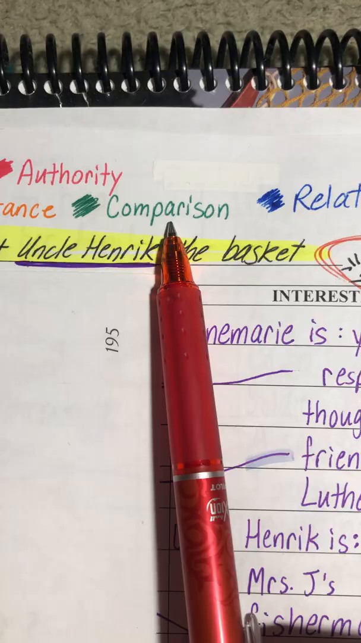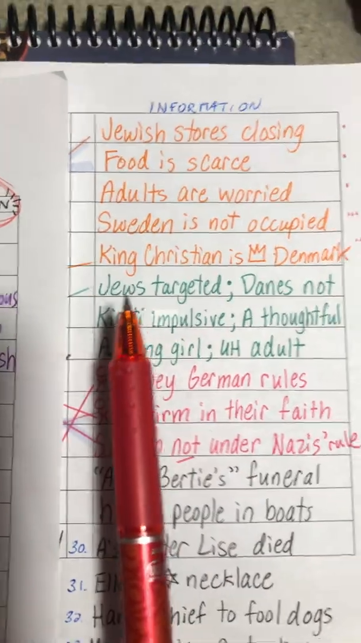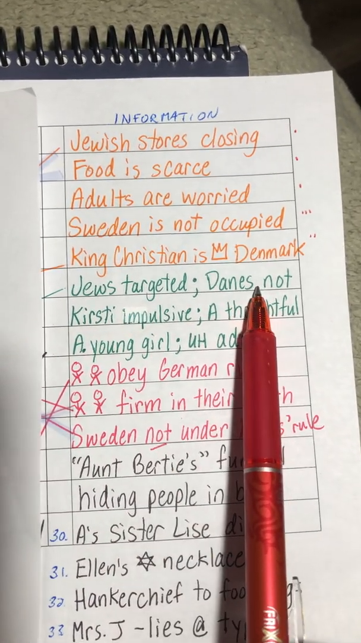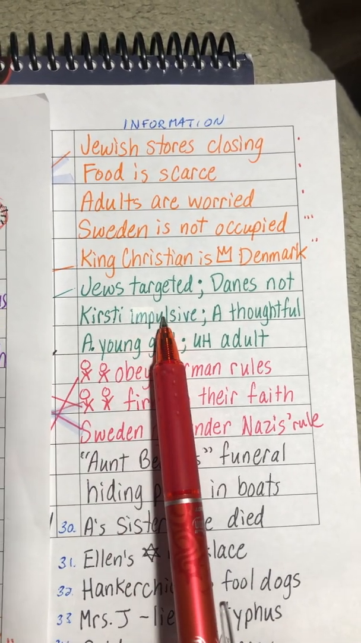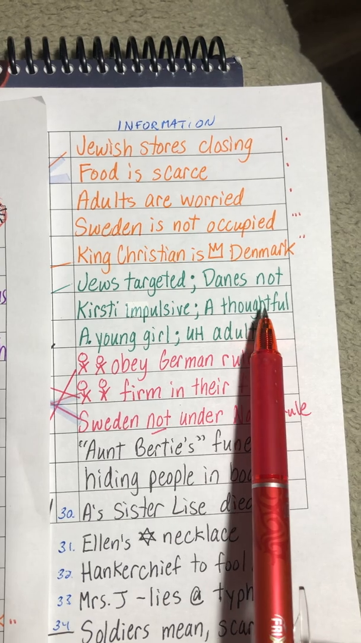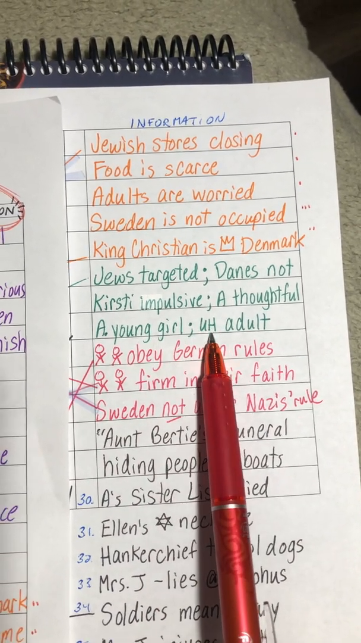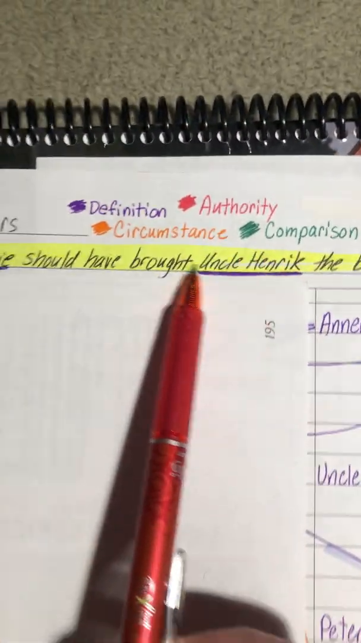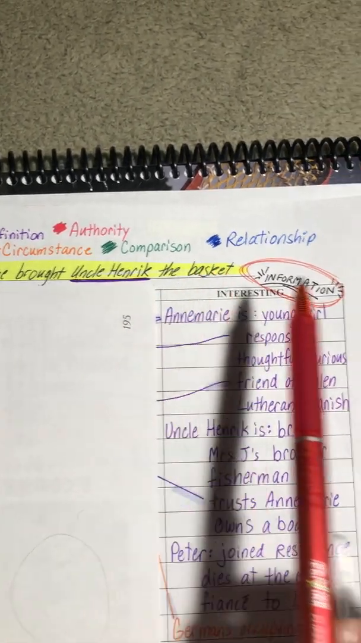We then looked at our common topic of comparison, and we compared just a couple of things. At this time, the Jews were being targeted as a people, the Danes were not. If you think about 2 of the characters, Kirsty was impulsive while Anne-Marie was more thoughtful. We compared Anne-Marie, a young girl, versus Uncle Henrik, an adult. Again, those terms came from our specific issue about whether Anne-Marie should have brought Uncle Henrik the basket.